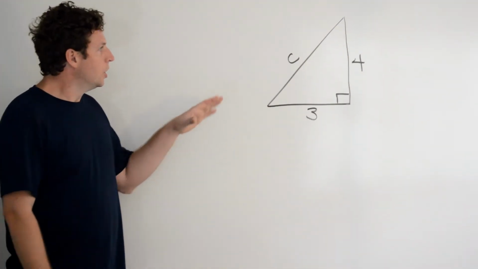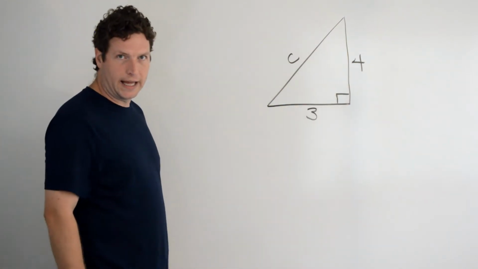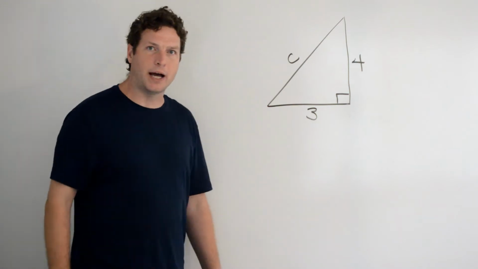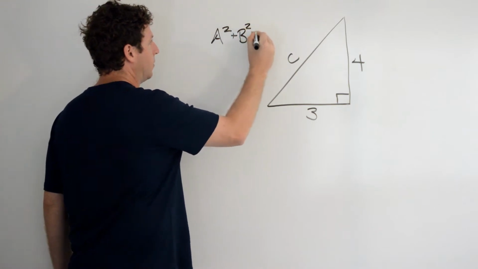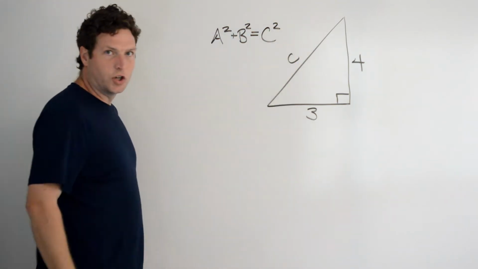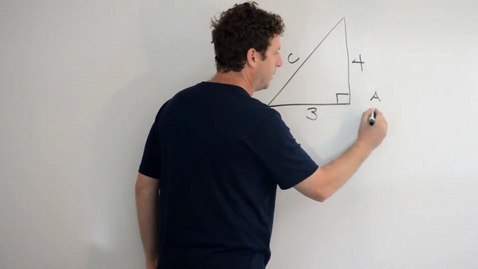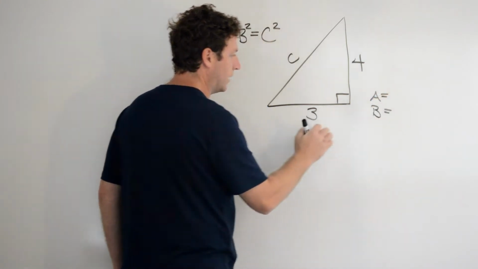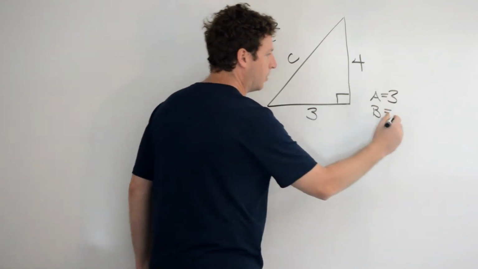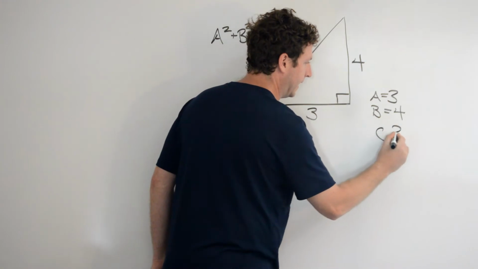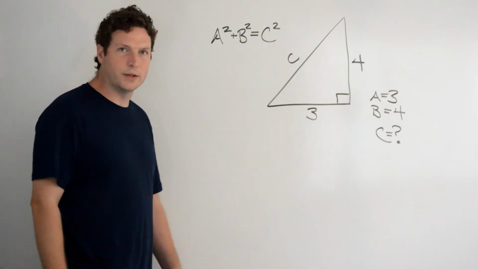Okay, so here we go. We have a right triangle with side lengths of 3 and 4 for the legs and C for the hypotenuse. We know that A squared plus B squared equals C squared. So we can go ahead and plug right in, because here we know that our legs are A and B. So let's call this 3 A. So we know A equals 3 and B equals 4. And C is what we're looking for. Let's go ahead and plug in what we know and see what happens.